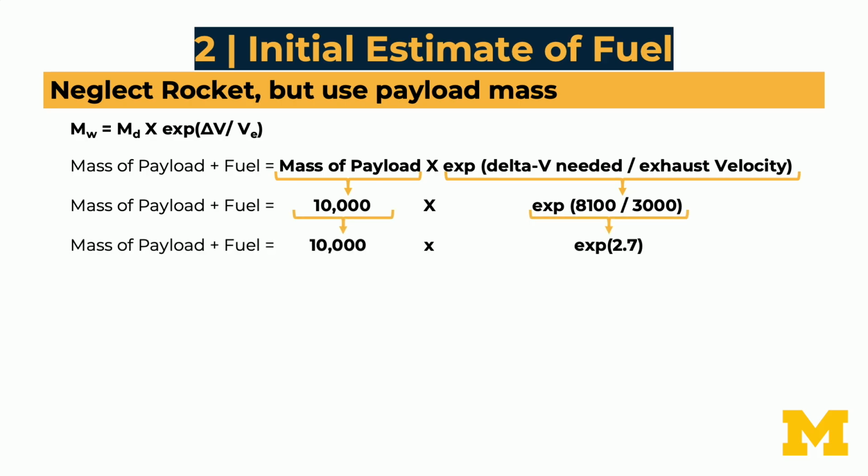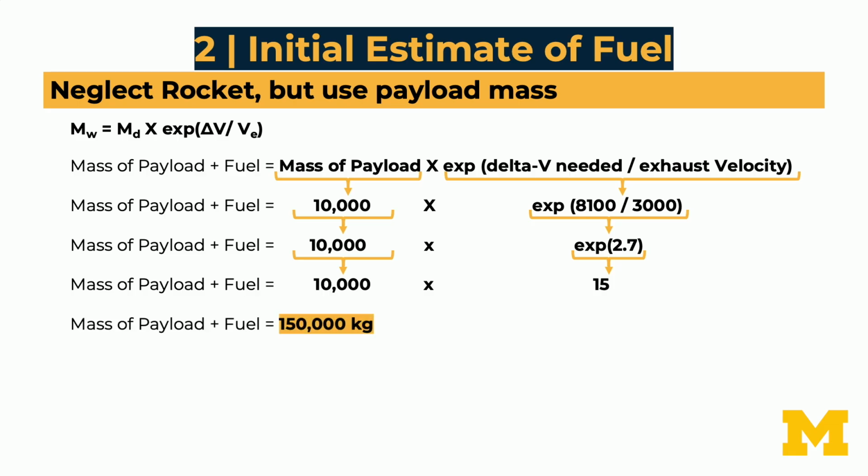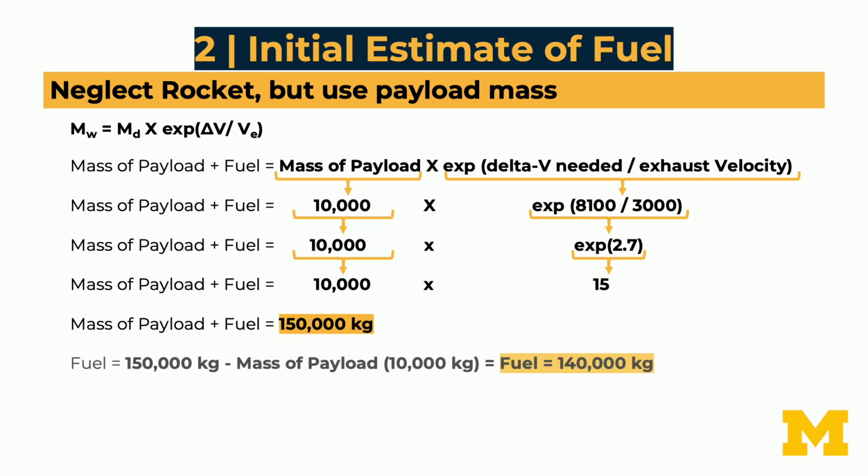So you take 8,100 divided by 3,000, you get 2.7. You take the exp of 2.7 and you get 15. Then you multiply 15 times 10,000 and you get 150,000 kilograms, all right? That is the mass of the fuel plus the mass of the payload. So if we subtract off the mass of the payload, then we need 140,000 kilograms of fuel to get our 10,000 kilograms into orbit.